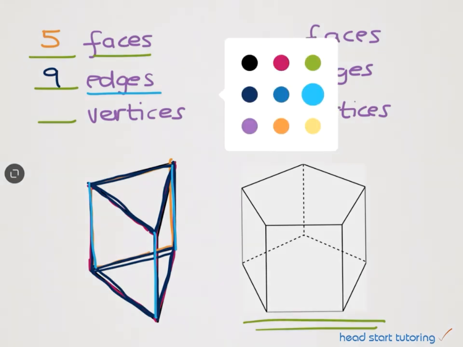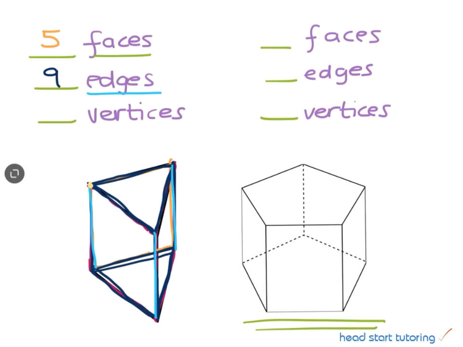Right, so let's have a look at our vertices. We have got 1, 2, 3, 4, 5, 6 vertices in our triangular prism. Right, so there are the properties of your triangular prism. Let's have a look at the properties of our pentagonal prism over here.